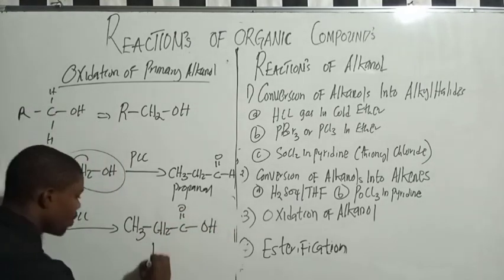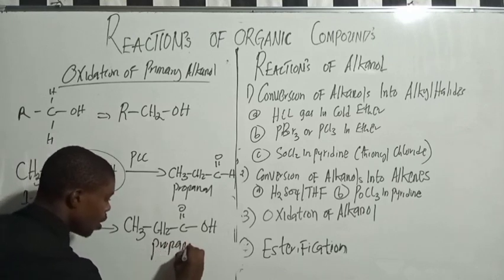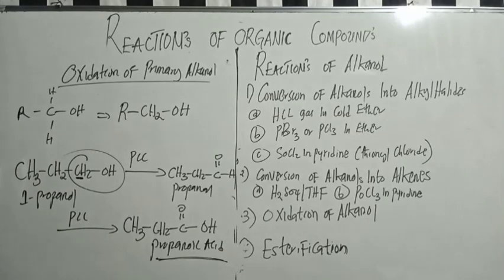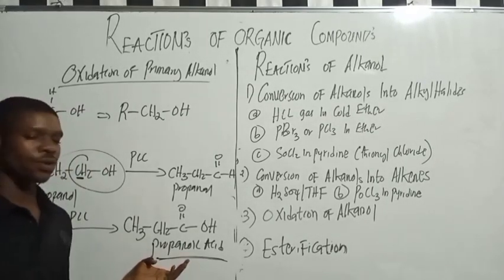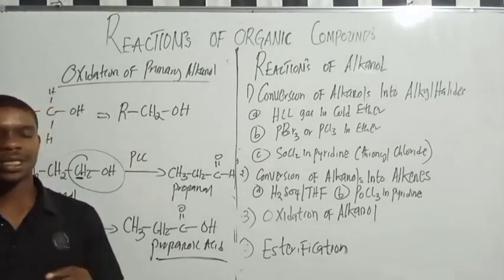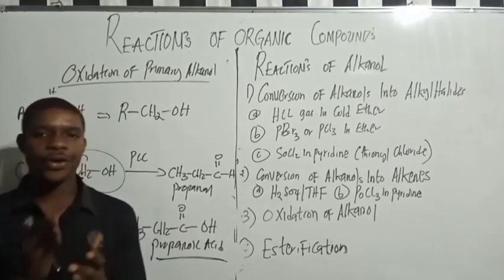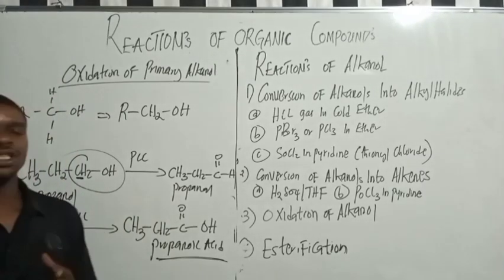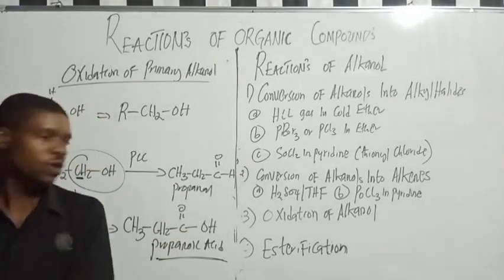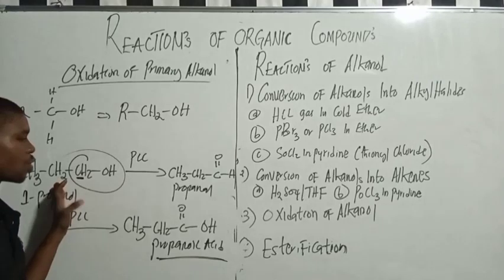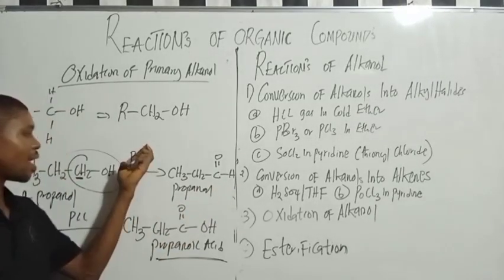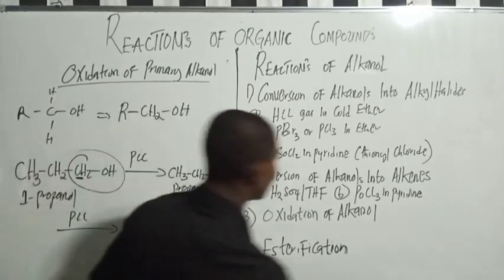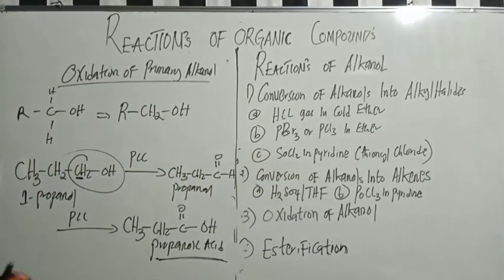So here we are going to get propanoic acid. So what is the product of the reaction? Do you get that? Whenever you are using a weak oxidizing agent to oxidize a primary alcohol, the reaction will occur twice. Therefore, it must convert to an aldehyde, then further reaction produces a carboxylic acid. Do you get that?